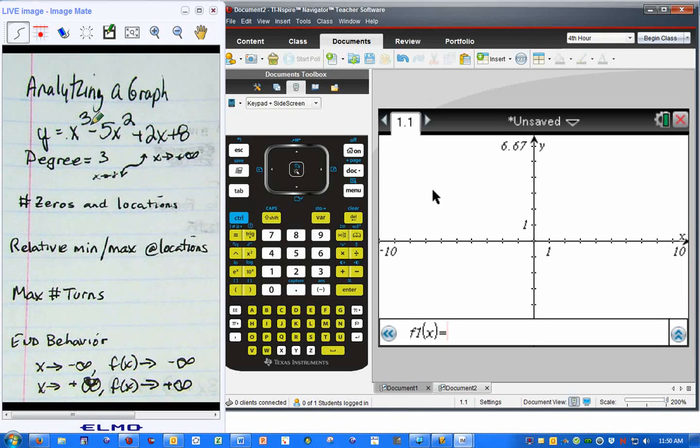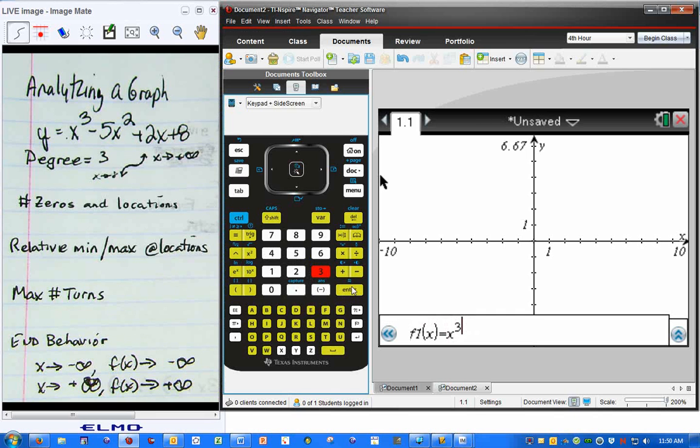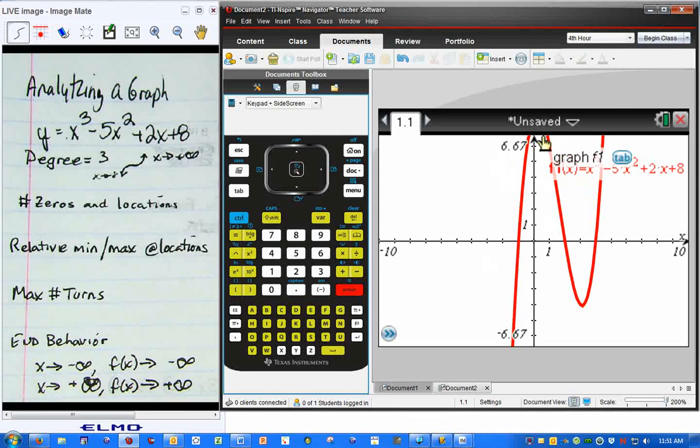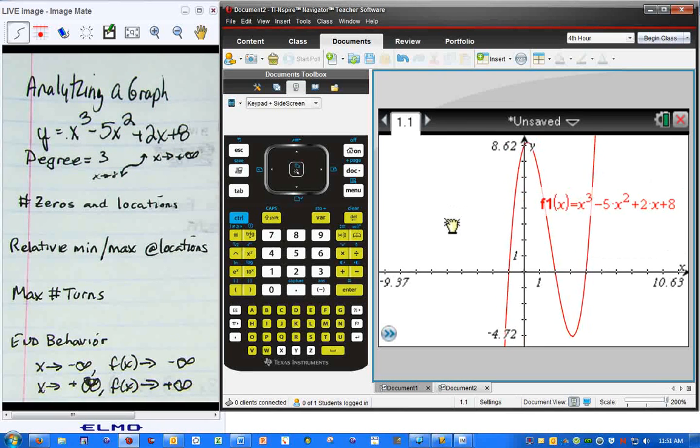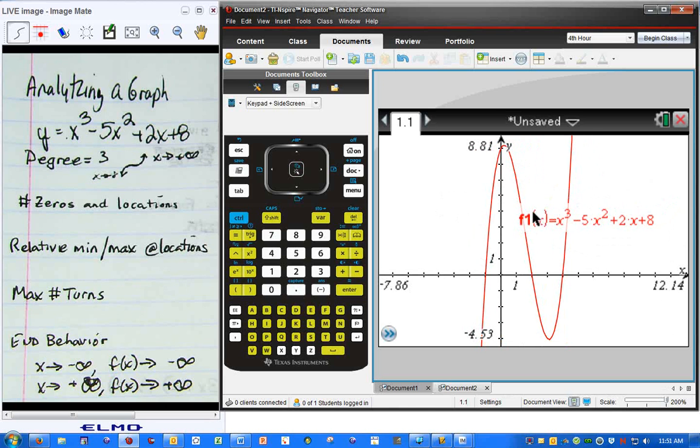Now, when we get into more complicated polynomial graphs like this, the easiest way is to jump into the TI or the Inspire and actually graph it out. So we'll have x cubed minus 5x squared plus 2x plus 8, and then we hit this. Notice that I don't see the top of the graph, but we have some turns here. You can grab the graph and move it down, or you can change the window. You can grab the function name and move it over to the side.